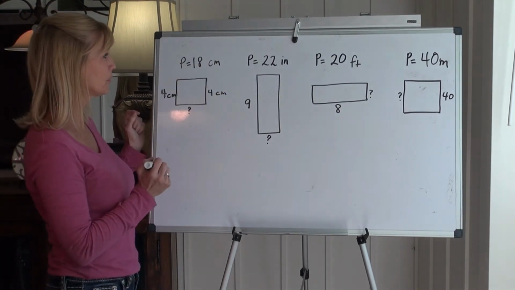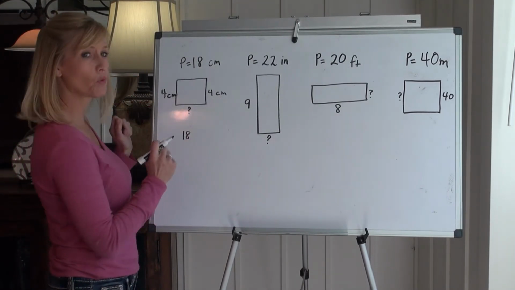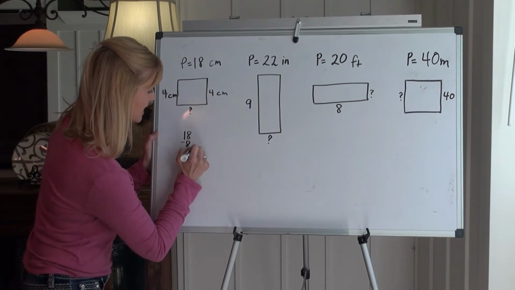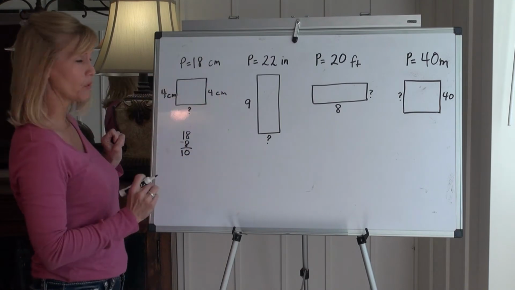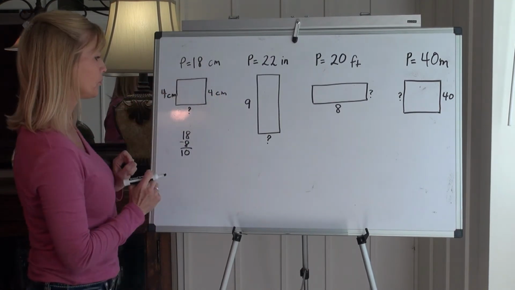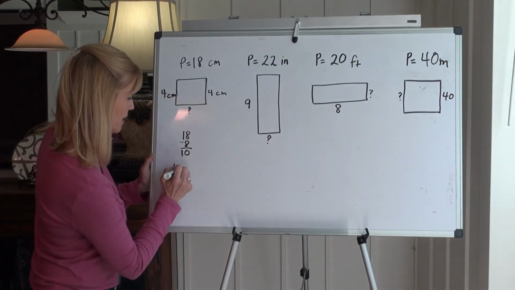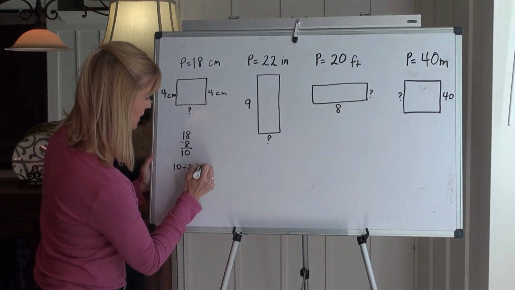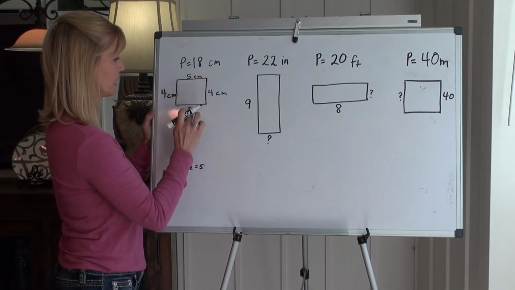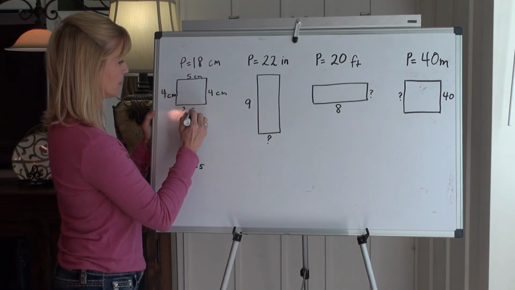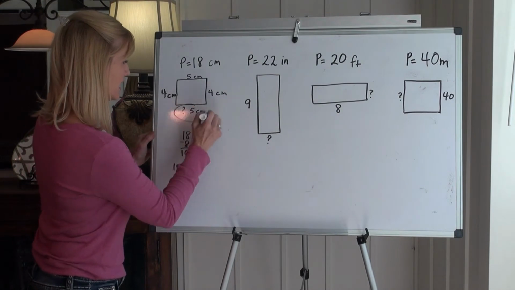So if I know my total is 18, I'm going to come down here and say 4 plus 4 is 8. So I'm going to take 8 away from my total because that's already been accounted for. And now I know that these two lines have to add up to 10. 10 divided by 2 is 5. So I'm going to put 5 centimeters here, and I'm going to put 5 centimeters here. So my missing side is 5 centimeters.